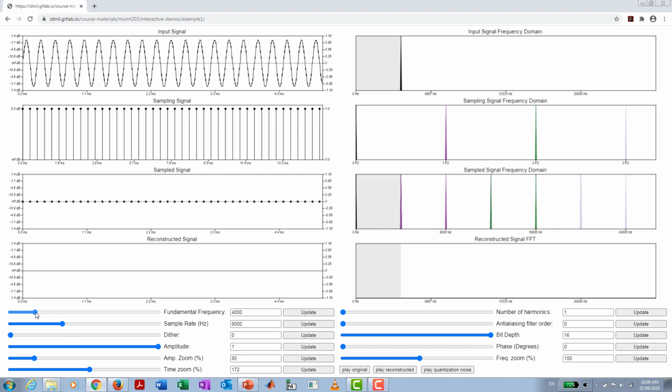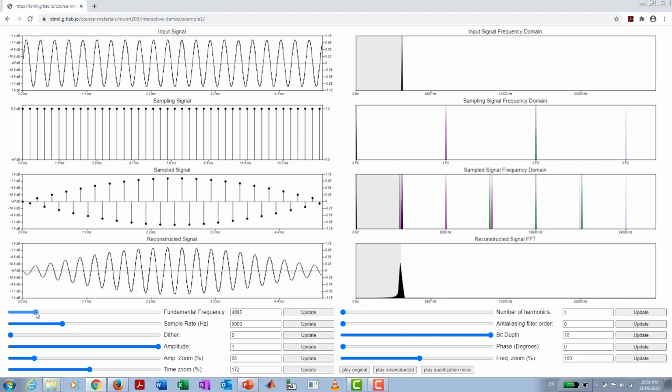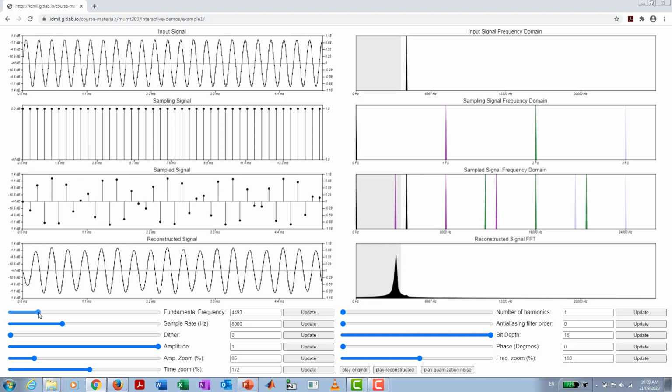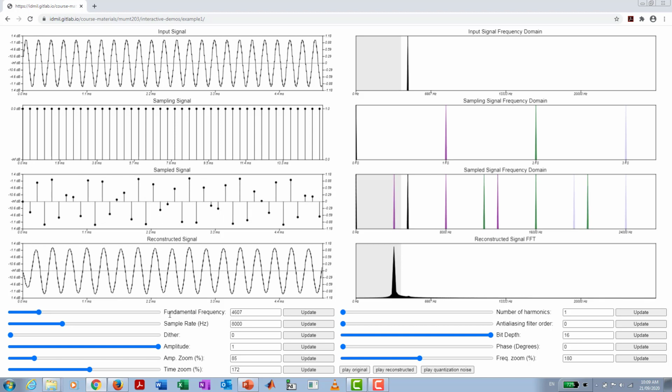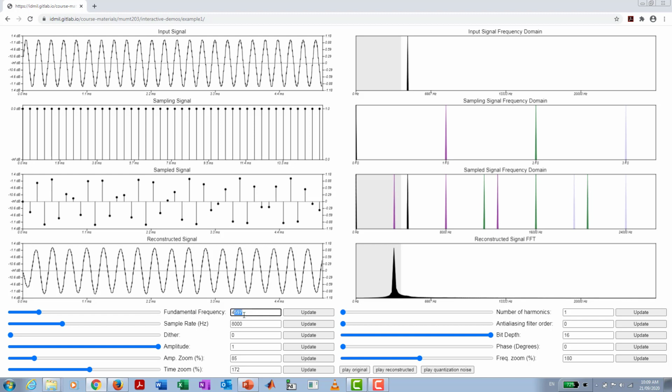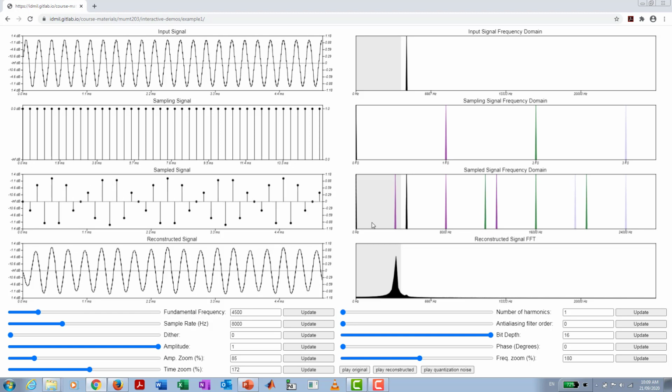So let me go a bit here to, let's say, 4,500. Okay, almost there. Right here, 4,500. So what you see here now is that my original signal is 4,500. This is 4,000, half the sampling, which is now at 8,000. So what I get at the output is a 3,500 signal, right? So you see that the input signal has a higher frequency than the output signal here.